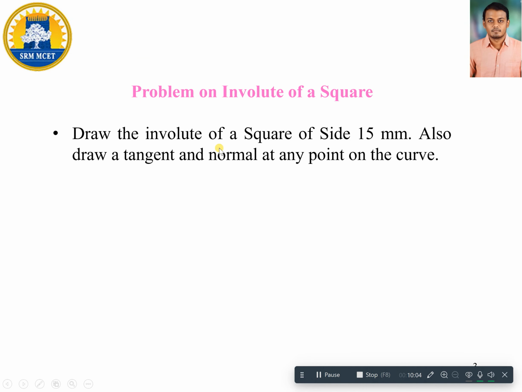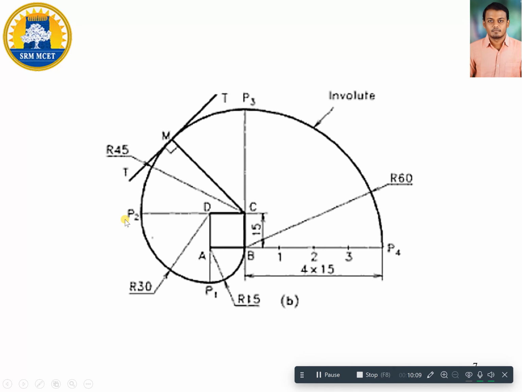In this question they have asked you to draw a tangent and normal at any point on the curve. They have chosen the distance between P2 and P3. In between P2 and P3 you mark a point M, exactly at the center, and from M you draw one straight line connecting point C and extend it. So this line CM indicates the normal to this involute curve.